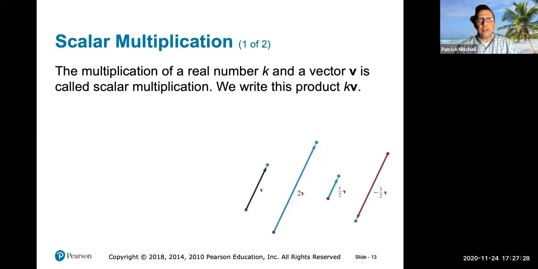All right, scalar multiplication. The multiplication of a real number k and a vector v is called scalar multiplication, and we write this product like this. Notice that the k is not boldface, all right?